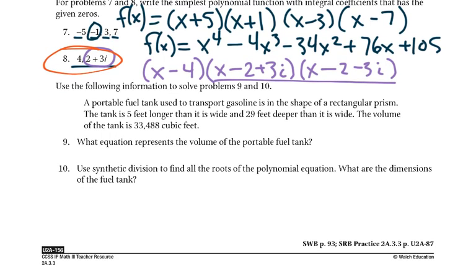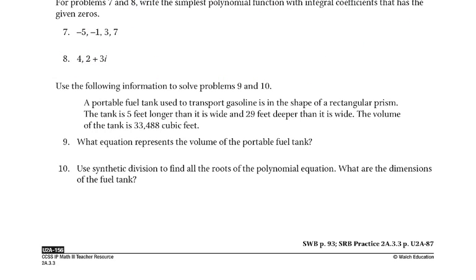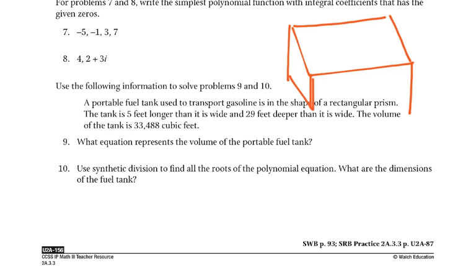Alright, so now let's just take a look at number 9 and number 10. The last two, 9 and 10, we are using the story problem. A portable fuel tank used to transport gasoline is in the shape of a rectangular prism. Taking a look at this, draw the picture out, that can often help. So I've got this rectangular prism here, right?